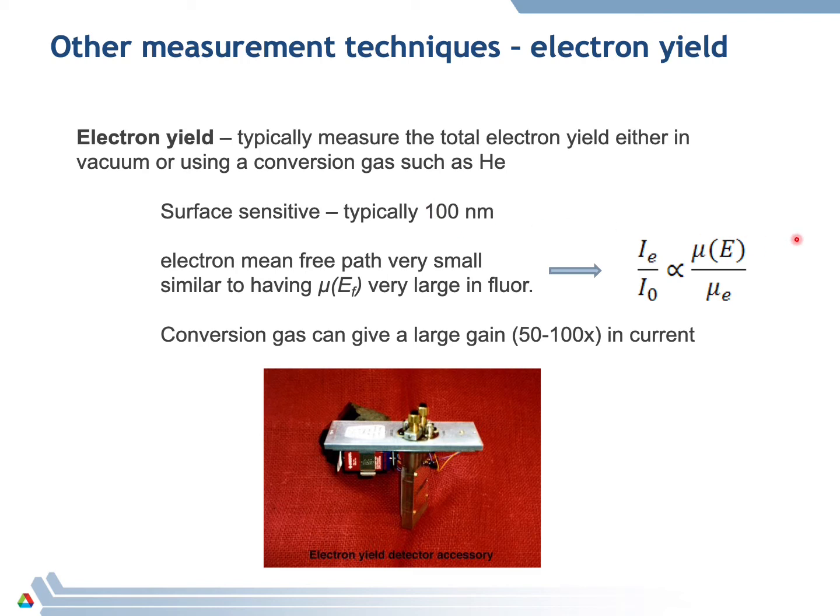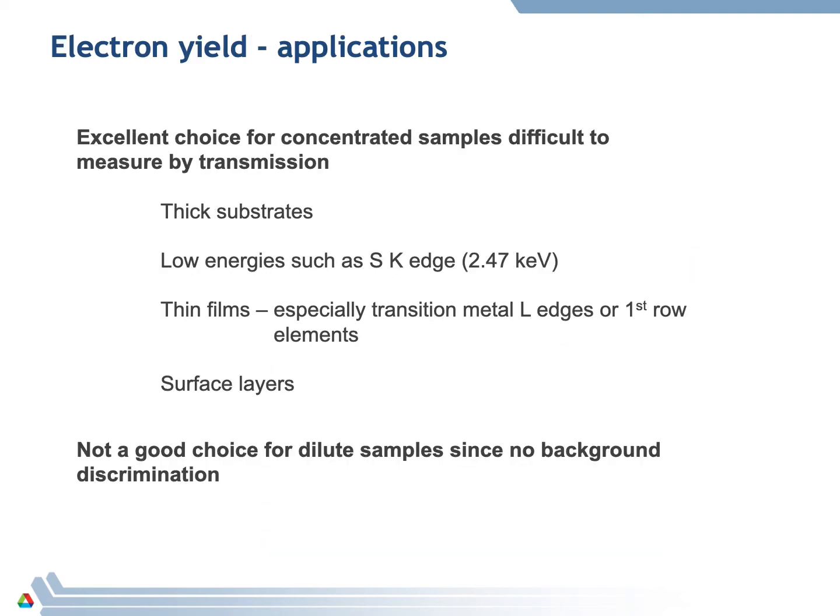So even though you have the same type of formula for the electron yield signal over I0 as for the fluorescence, in the electron yield case, the short mean free path of the electrons means the signal is always going to be nicely proportional to mu. We don't have this self-absorption effect. So that's why it's a nice method to measure a concentrated sample that you can't make thin enough for absorption and has a lot of self-absorption in fluorescence.